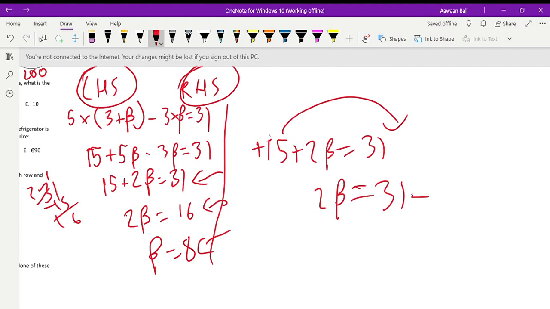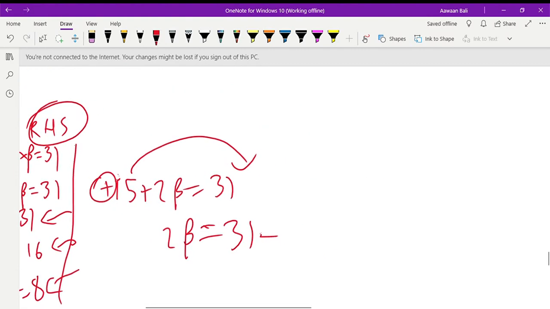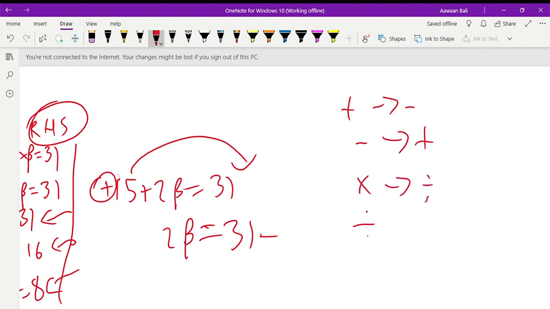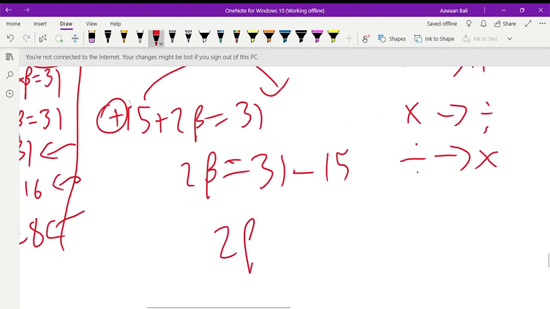So you take the plus with you, and whenever you take it to the other side, the sign becomes the inverse. So plus becomes minus, minus becomes plus, multiplication becomes division, division becomes multiplication. So here it becomes 31 minus 15, 2b divided by 16.